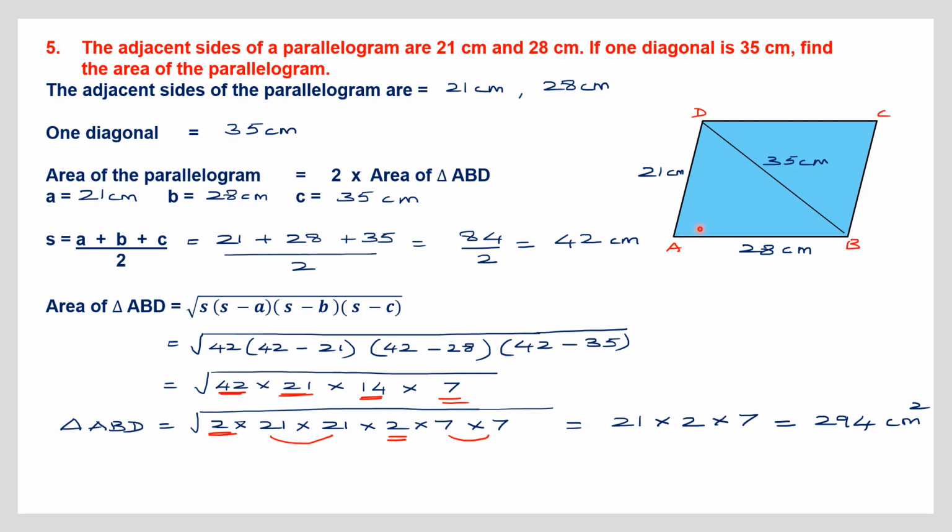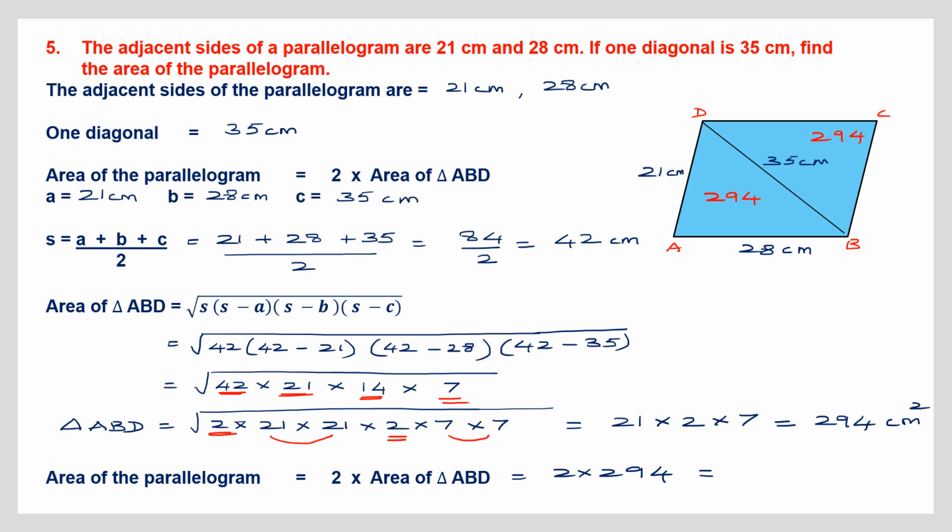So let's go back to the figure. We have found ABD, the area, this is 294. So if this is 294, this will also be 294. So we can add up both, 294 plus 294, we get the area of this parallelogram, or we simply multiply 294 into 2. So the area of the parallelogram is 2 into the area of triangle ABD, which is 2 into 294. Now, how much is that? That will be equal to 588 centimeters square. So we have found the area of the parallelogram, and that is 588 centimeters square.